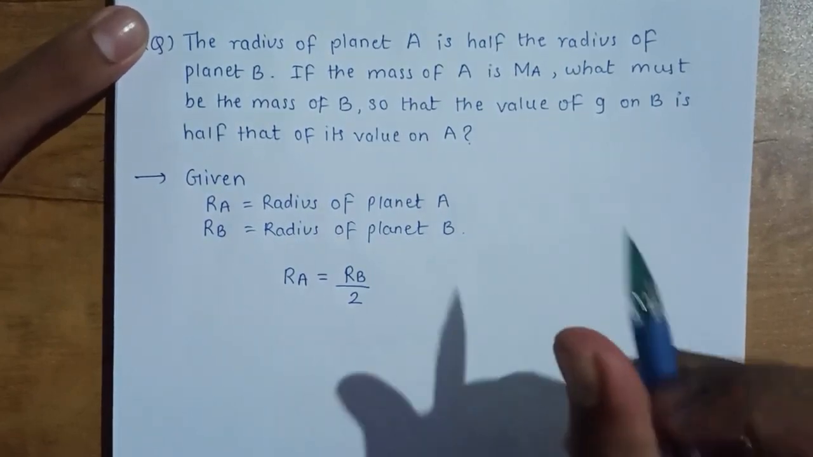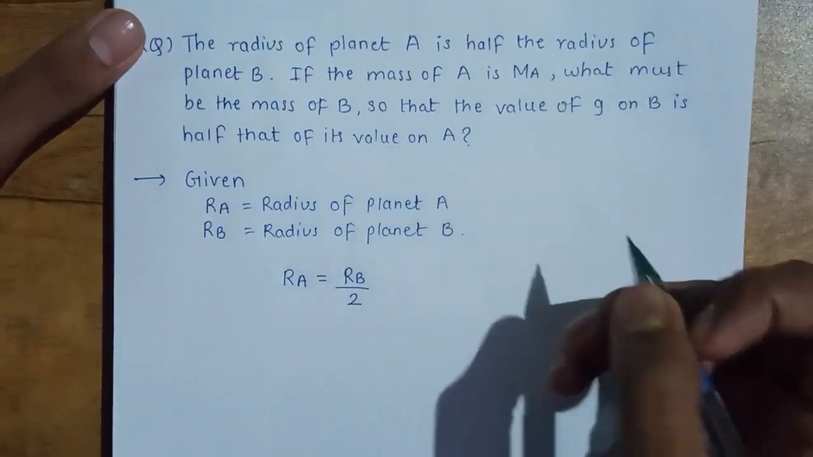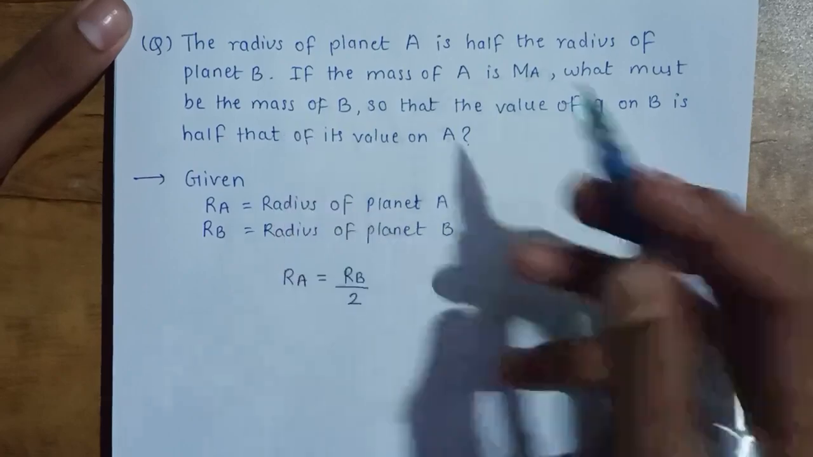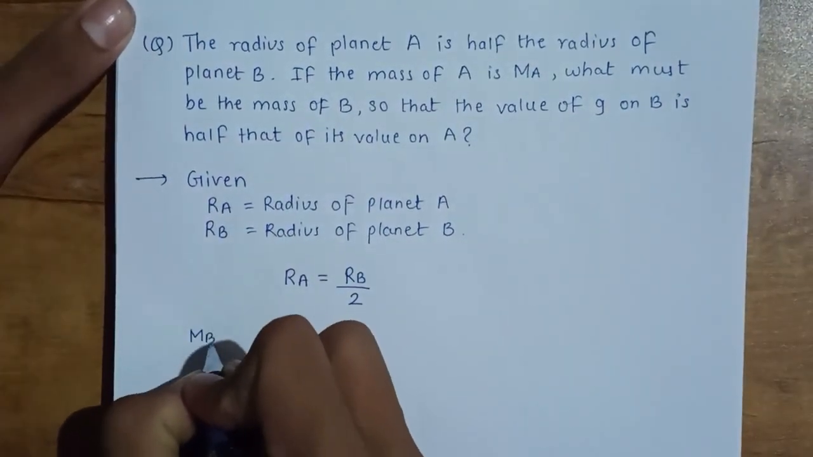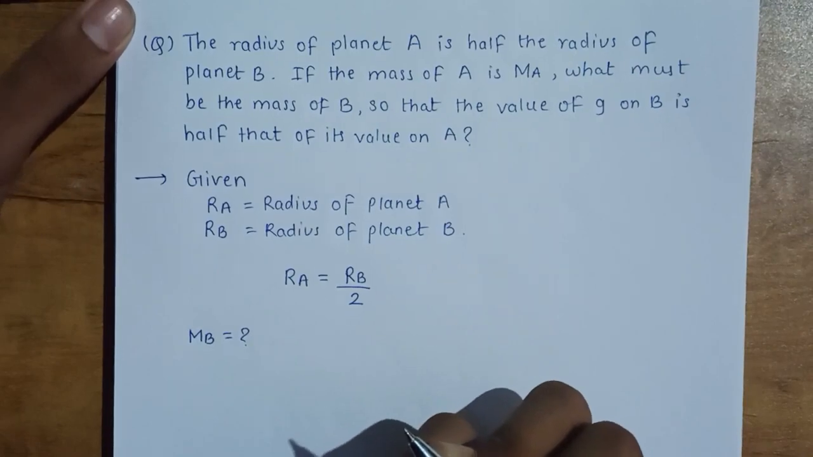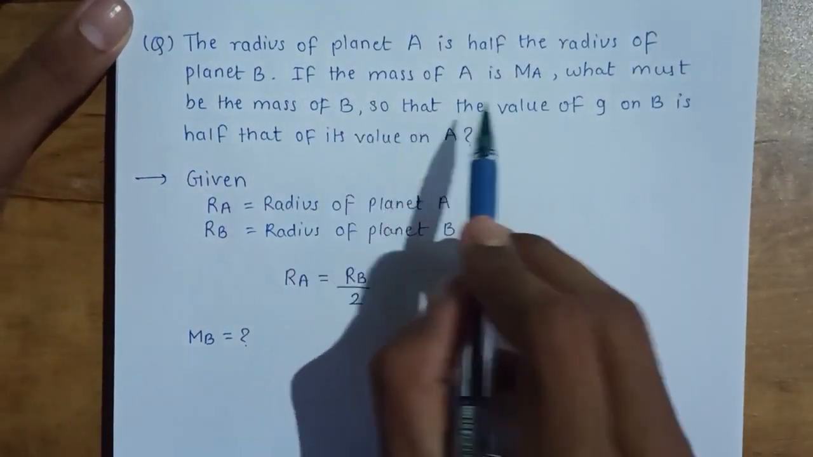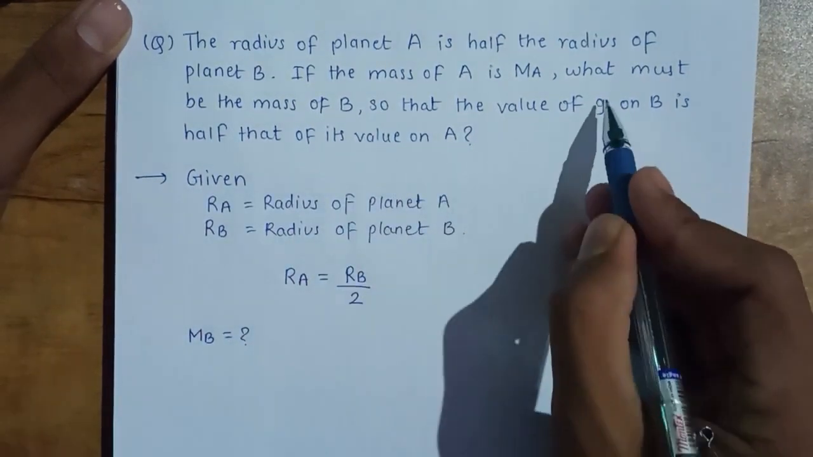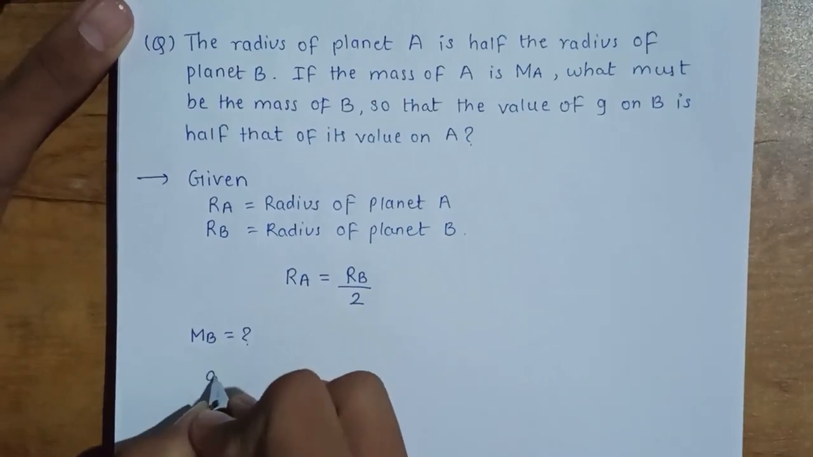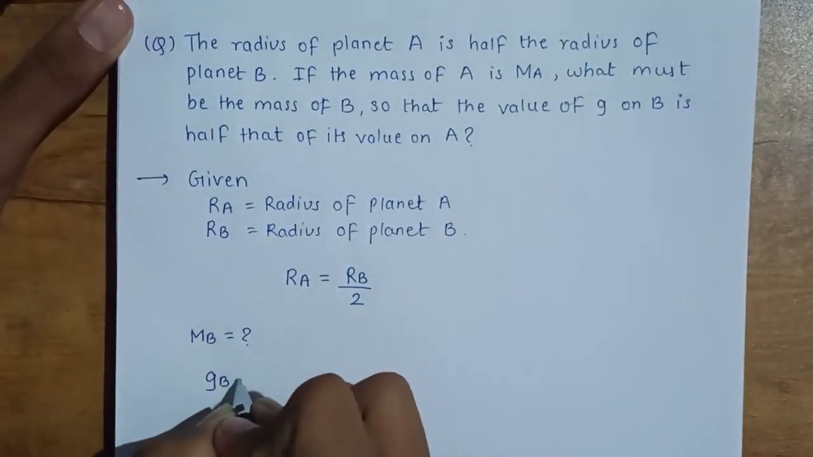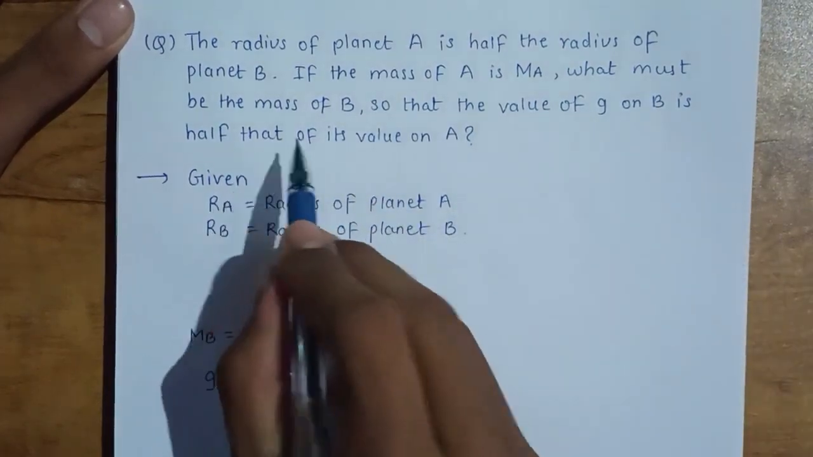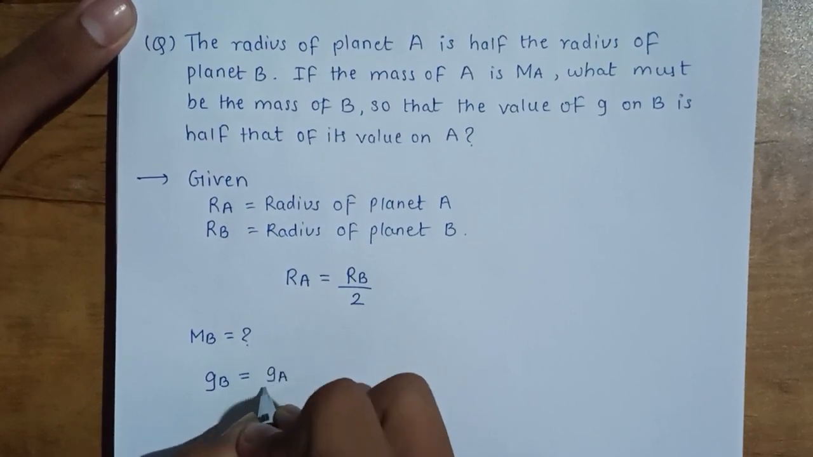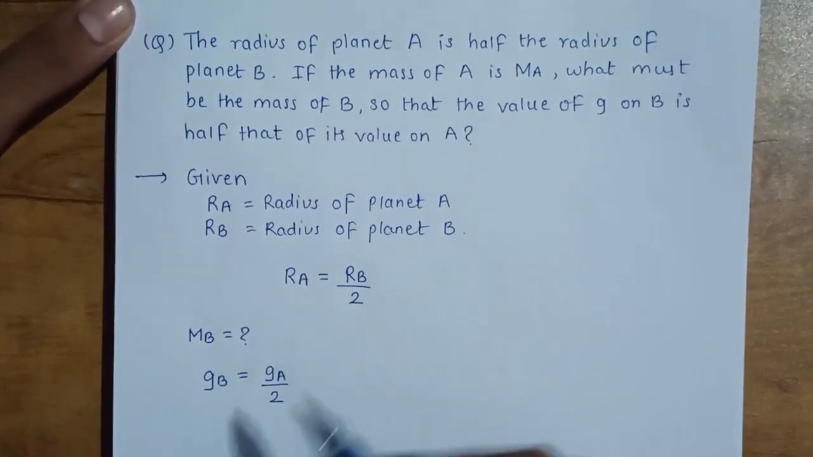Next, it is given that the mass of A is ma, the mass of planet A, and we have to find what is mb, the mass of B, so that the value of G on B is half that of its value on A. So G on B is equal to half of GA, that is GA by 2. So this is our second condition. These are both the conditions.